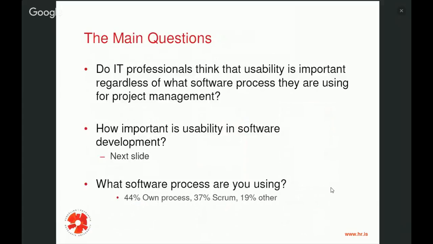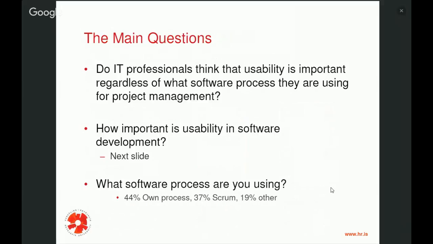So they had these questions. Do the professionals think that usability is important, regardless of what software process they are using for project management? And how important is it? And what software processes are they using? And at that time, almost 1/3 were using Scrum, almost half of them their own process, meaning something that they have defined in the company, how they work. And 19% were using other processes.